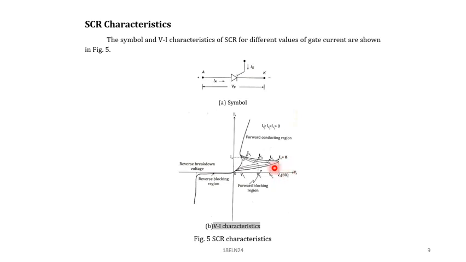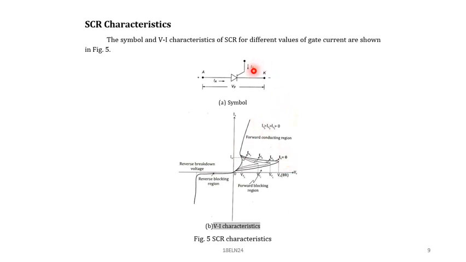When the current IG is equal to 0 and at a large forward voltage, your SCR goes into the conducting state. When I apply a large voltage, the SCR will go from the forward blocking mode to the forward conduction mode. That indicates that the SCR is in the on state. Generally, the blocking region is also considered an off state. When the voltage exceeds the breakover voltage, it will go from the off state to the on state. So that is for IG equal to 0.